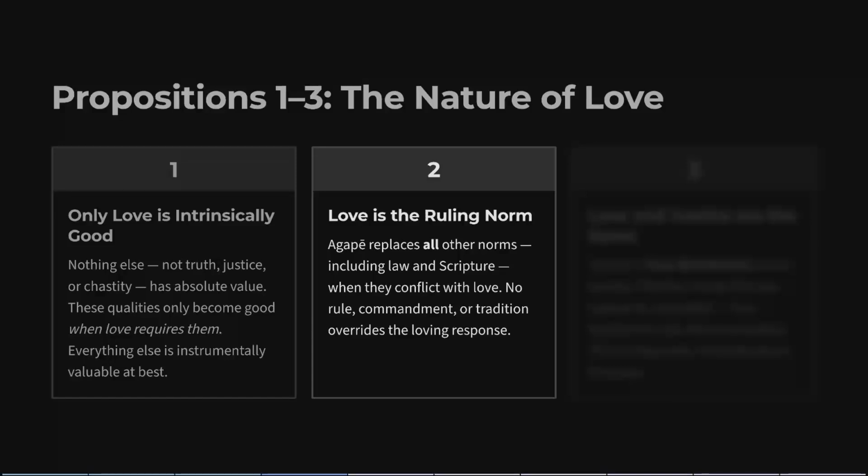And this is what shocked many Christians in 1966, and it is still the most theologically provocative claim in the theory.